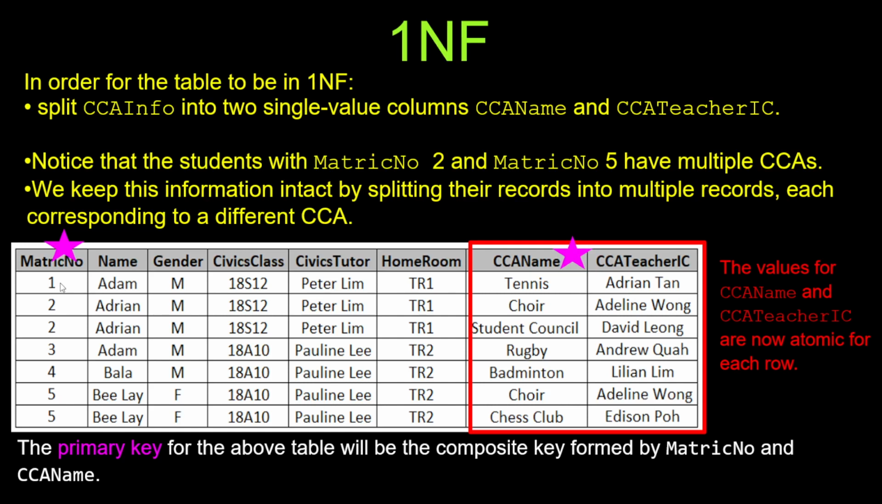Okay. In fact, if it's just 1, we can identify with just the metric number. But if it's student number 2 here, you see that if just calling by 2 alone, you cannot identify which CCA you're talking about. So we need to use the CCA name as well. Alright, so this is 1NF.